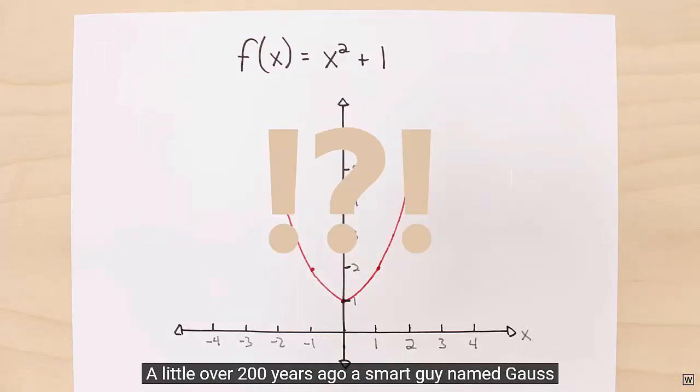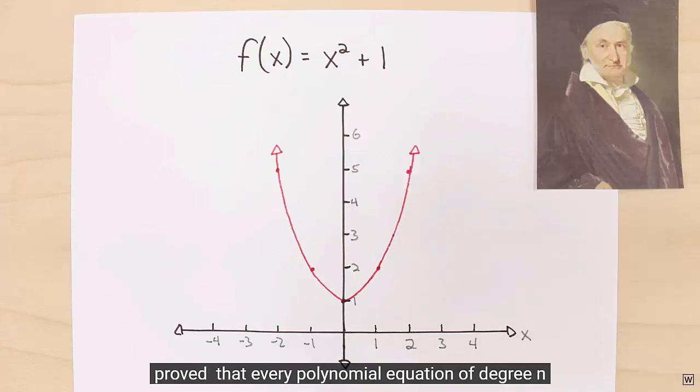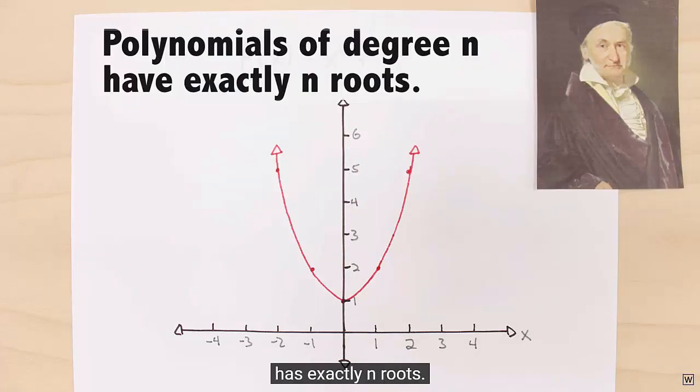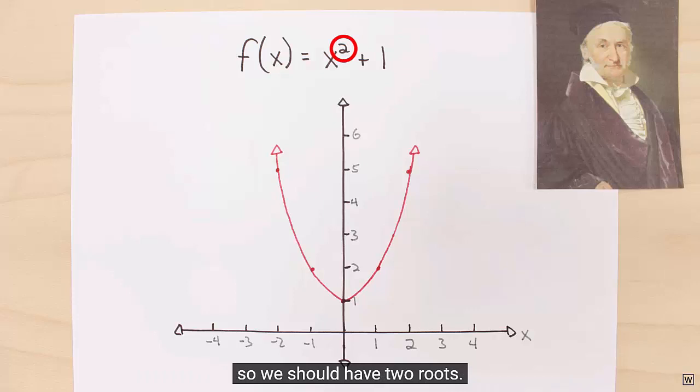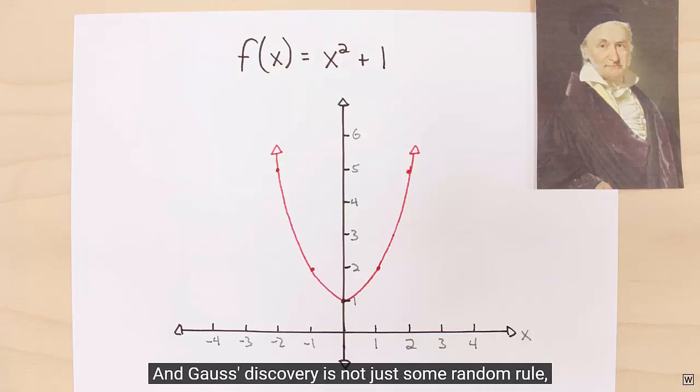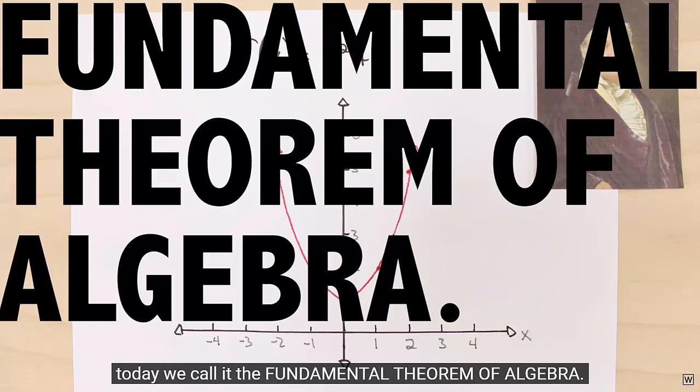A little over 200 years ago, a smart guy named Gauss proved that every polynomial equation of degree n has exactly n roots. Our polynomial has a highest power, or degree, of 2, so we should have 2 roots. And Gauss's discovery is not just some random rule. Today we call it the fundamental theorem of algebra.